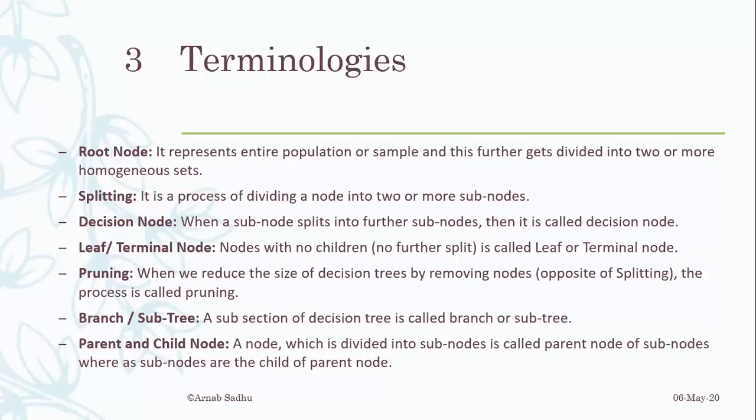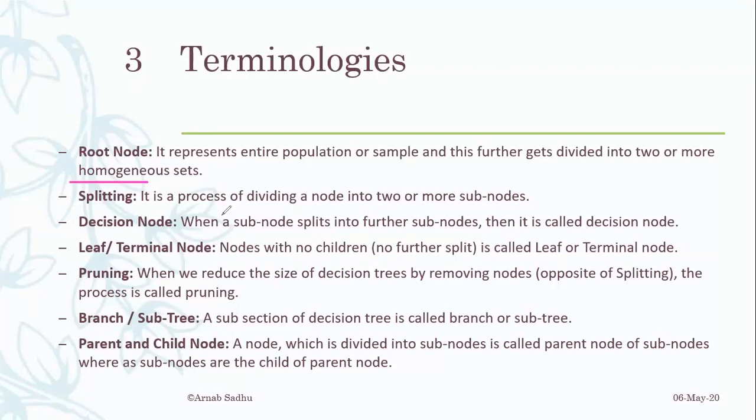The first is the root node. It represents the entire population or sample, and this further gets divided into two or more homogeneous sets. What is homogeneous? Homogeneous means that if two samples are equal or the same, then those two samples are known as homogeneous. Then there is splitting, a process of dividing a node into two or more sub-nodes. There is the decision node: when a sub-node splits into further sub-nodes, it is called a decision node, where a decision, either true or false, has to be taken.